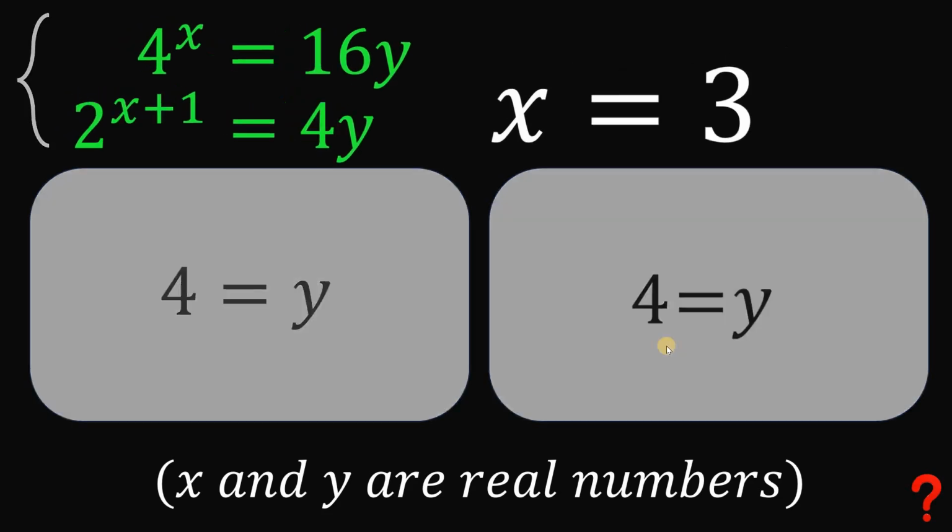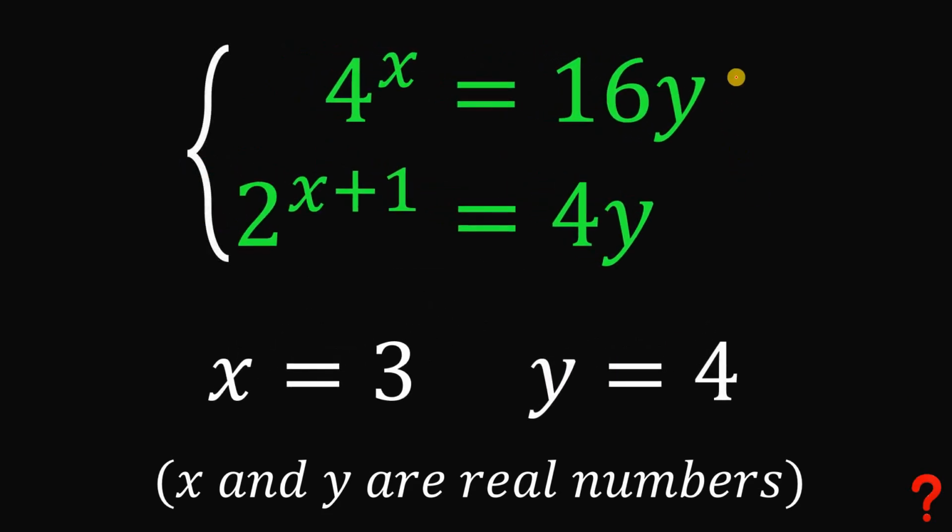Therefore, our answer to this question, what are the real values of x and y that satisfy this equation? Our answer is x equals 3 and y equals 4. Now, to check our answer, we're going to replace all x and y. Now, 4 raised to the power of 3 is 64, of course. And then 16 times 4, this will give us also 64. So, the first equation checks.